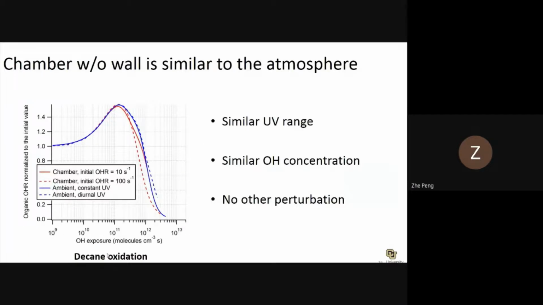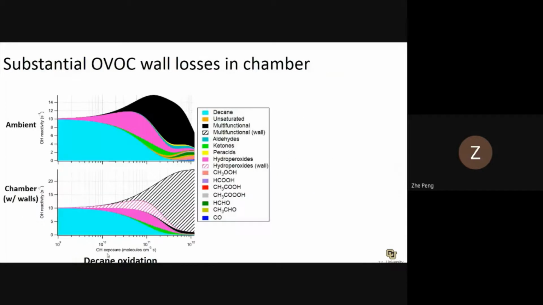Now I've finished discussions about ambient cases. Now let's look at different environments. First, it's chamber. Chamber without wall is very similar to the atmosphere because they have similar UV range, similar OH concentration, and they don't have other perturbations. But chamber with wall is substantially different.